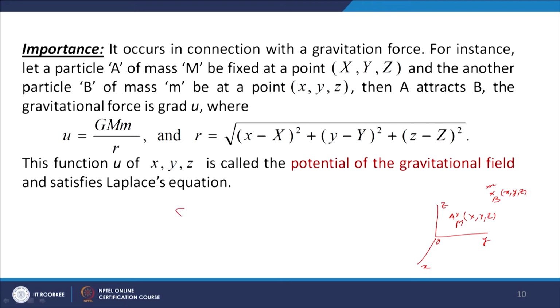and satisfies the Laplace equation. We can show that del squared u is equal to GMm times del squared of 1 by r, where GMm is a constant, and del squared of 1 by r is equal to 0.